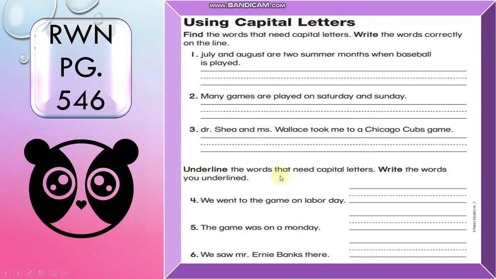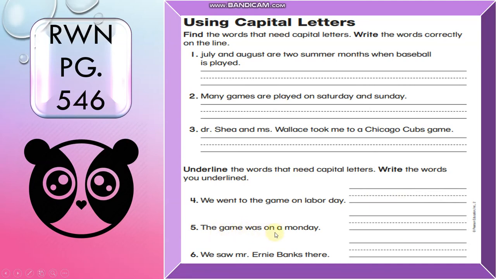Alright. Underline the words that need capital letters. Write the words you underlined. Now we have to read the sentence and underline the words that should have been written using a capital letter. We went to the game on Labor Day. Now remember, Labor Day is a popular holiday. So, which words do I need to use capital letters for? I should underline that and rewrite them here.